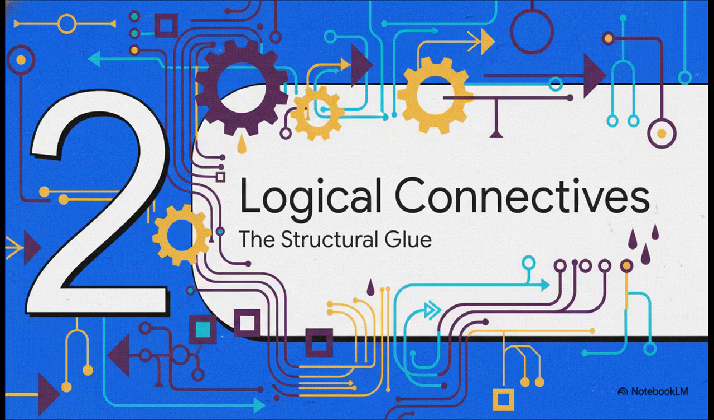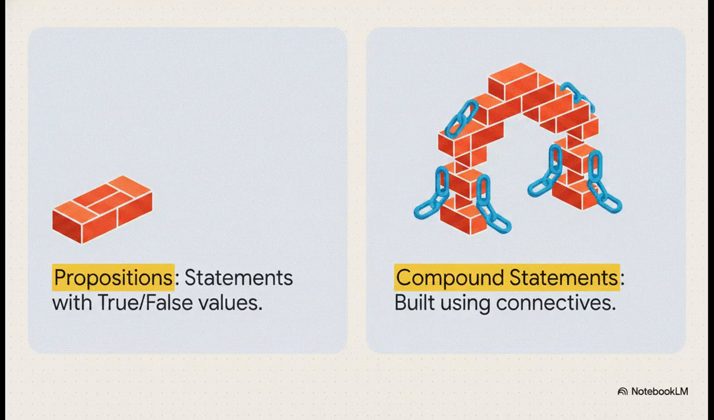Moving right along to Section 2, the 5 logical connectives. Think of this as the structural glue. Now, if all we had were simple, single propositions, our ability to reason would be kind of limited, honestly. Life is just rarely as simple as one isolated fact. Look at the contrast we have here. A simple proposition just sits there and stands alone. But a compound statement layers those propositions together to represent messy, real-world ideas.